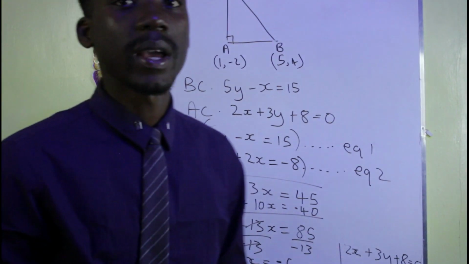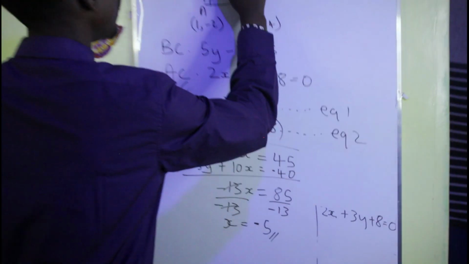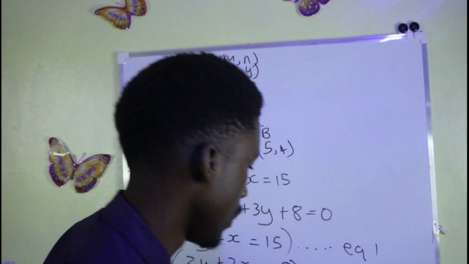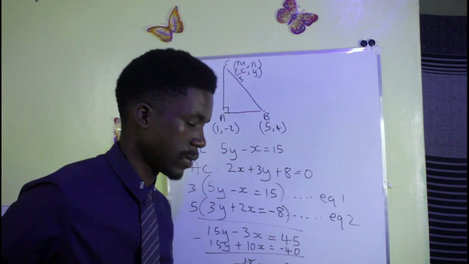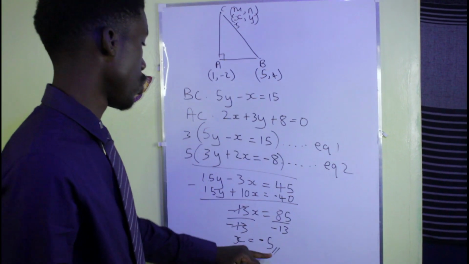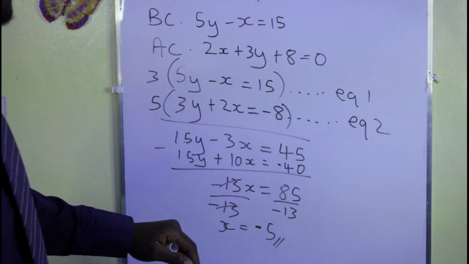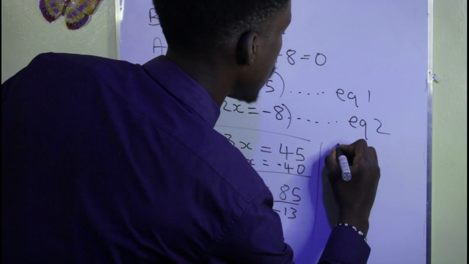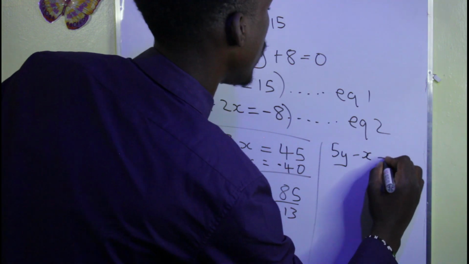I think we are together at that point. So at this point, x equals to negative 5. We will proceed again. Having x, we can as well calculate our y, because we already have our x. Now we take any equation. I think we should take this one, which is 5y minus x equals to 15.